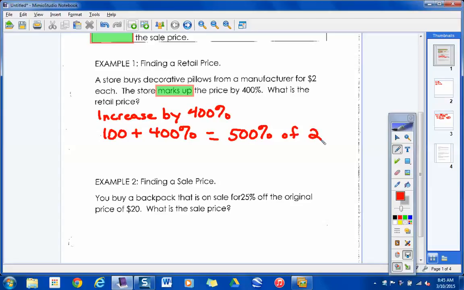So this place is buying pillows for $2 wholesale. What are they going to do with the price of that pillow when they get it into their store? Mark it up and turn around and sell it so they profit from it, right? So we're going to take the 2 times what percent, guys? 500. Why not 400 again? Because you have to add it to the 100% of the $2 here. So 2 times 500, and then we divide that by 100. And what do you get? $10.